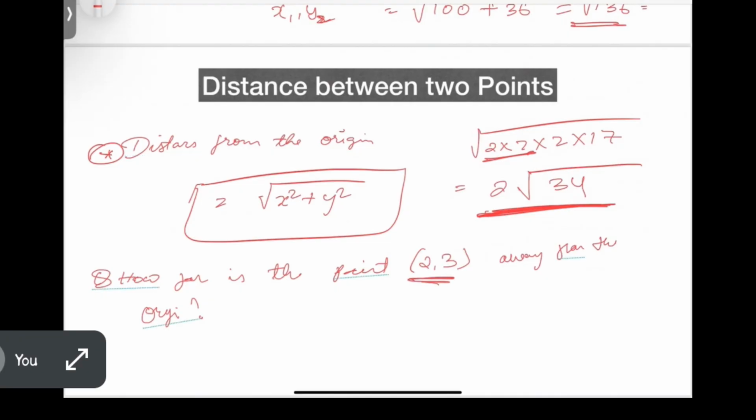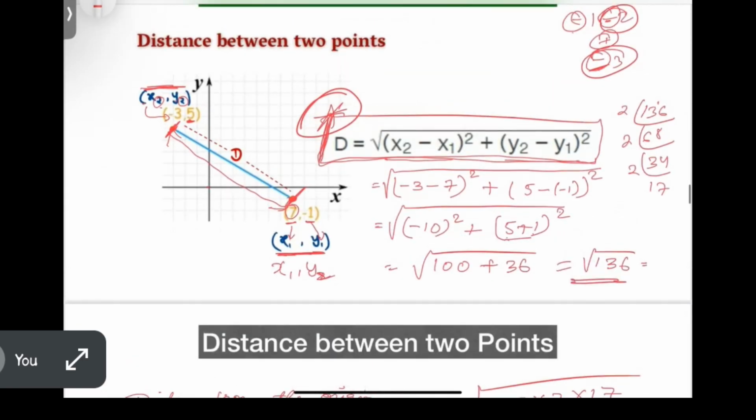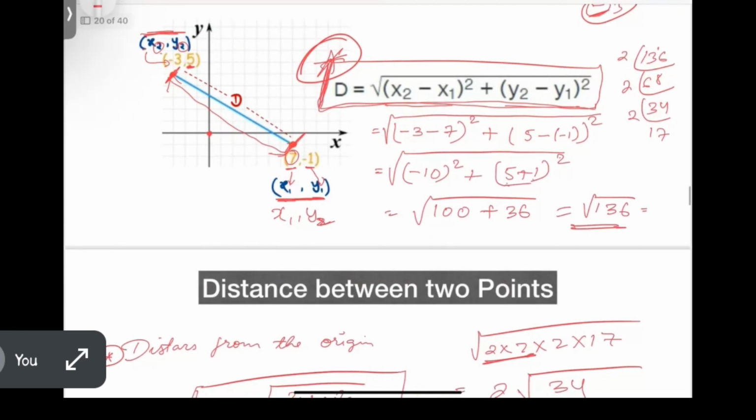If that kind of question is asked, we know if 2 points are given, we know that. But in this case, origin means this one, okay? And where is it? (2, 3). 2 comma 3 will be around here, okay? So how far is this point away from the center? Which means we are asked to find distance here.